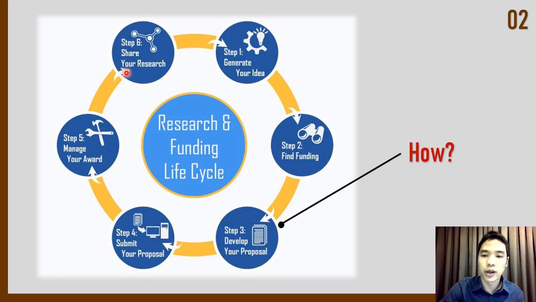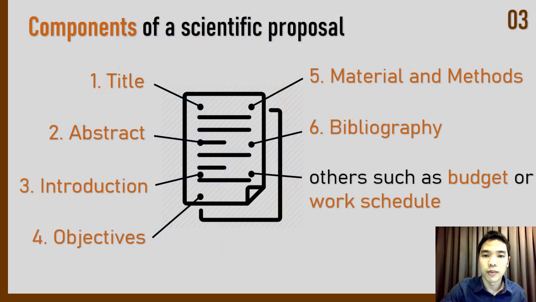In this course, we are going to talk about how to develop a proposal, a good one. Before we start, we need to understand the components of a scientific proposal. Every proposal needs a title as well as an abstract, which is kind of like a summary of your whole proposal. And then after that, here comes the main part of the proposal, starting with the introduction, objectives, material and methods, bibliography, and sometimes the funders ask you to provide other things, for example, the budget or work schedule or other things as well.